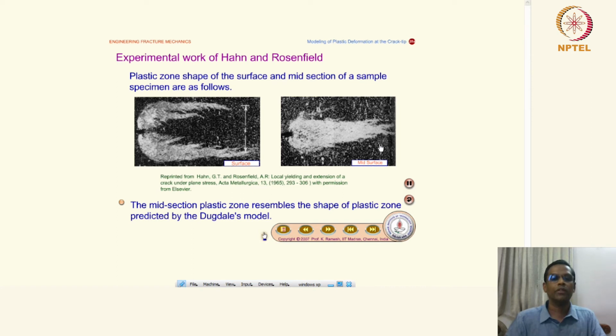It is very interesting to note that the model proposed by Dugdale is exactly resembled. The midsection plastic zone resembles the shape of the plastic zone predicted by the Dugdale model. That is very important.